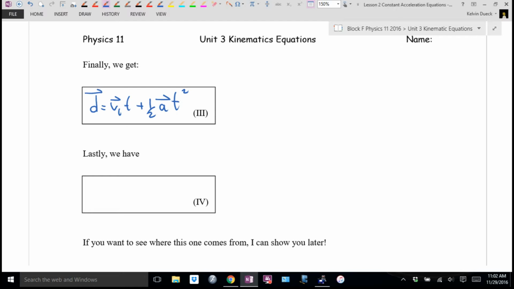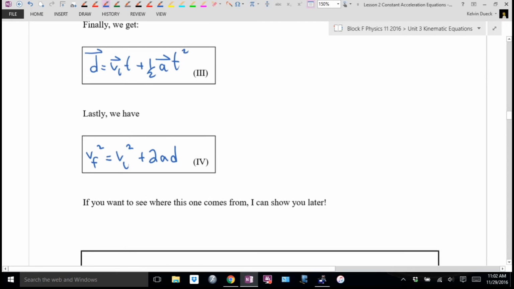Mina said, how many equations are there? I said there's 4. There's one more. This one I'm not going to derive with you. If you want to know where it comes from, see me later and I'll show you. I'm just going to give it to you. It's the last one, the VF squared one. See it? VF squared equals VI squared plus 2AD. These, my angels, are the 4 kinematics equations.